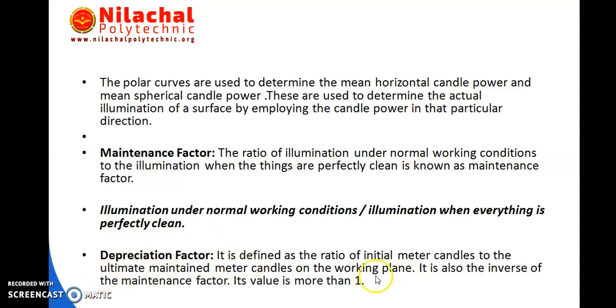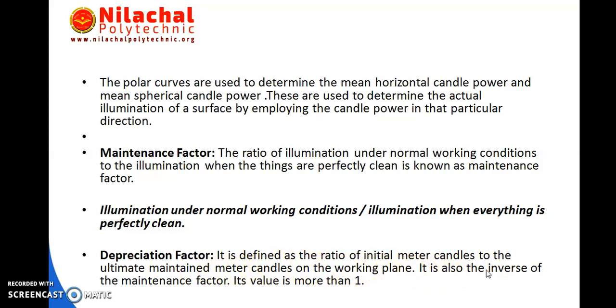Depreciation factor is defined as the ratio of initial meter candle to the ultimate maintained meter candle on the working place. It is also the inverse of the maintenance factor.